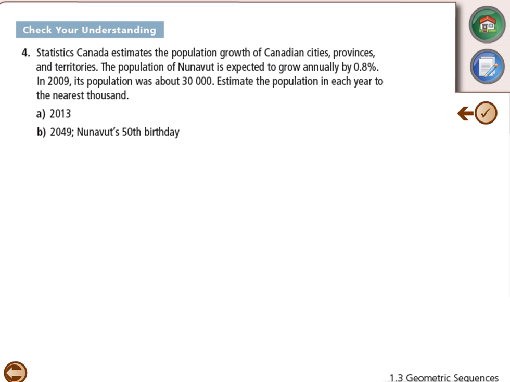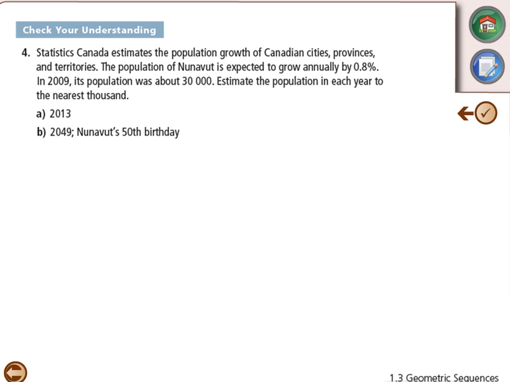All right, let's apply it. We always like to end here with a written problem. StatsCan estimates the population growth of Canadian cities, provinces, and territories. Population of Nunavut is expected to grow annually by 0.8%. In 2009, population was 30 grand. Estimate the population in each year to the nearest thousandth. 2013, what's it supposed to be?